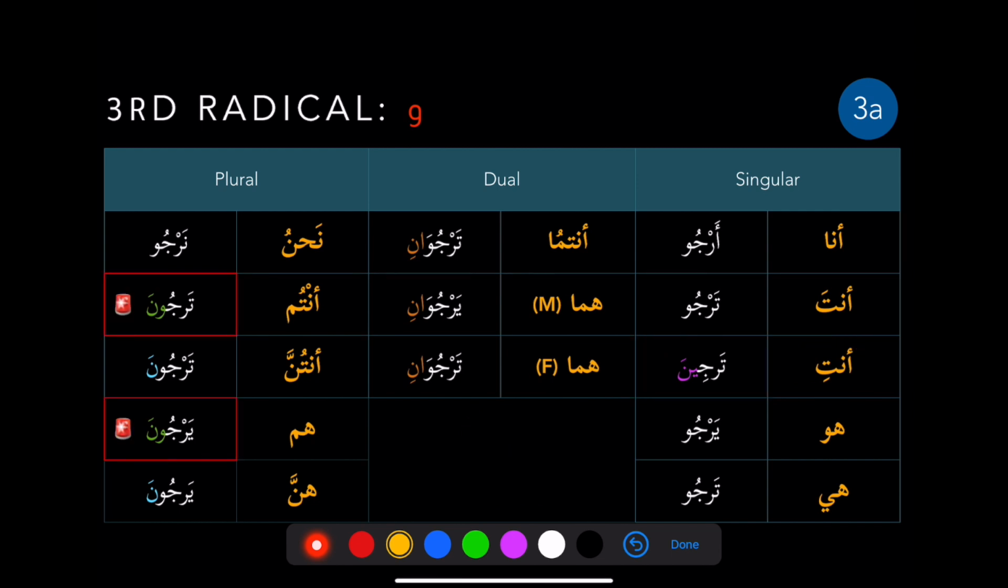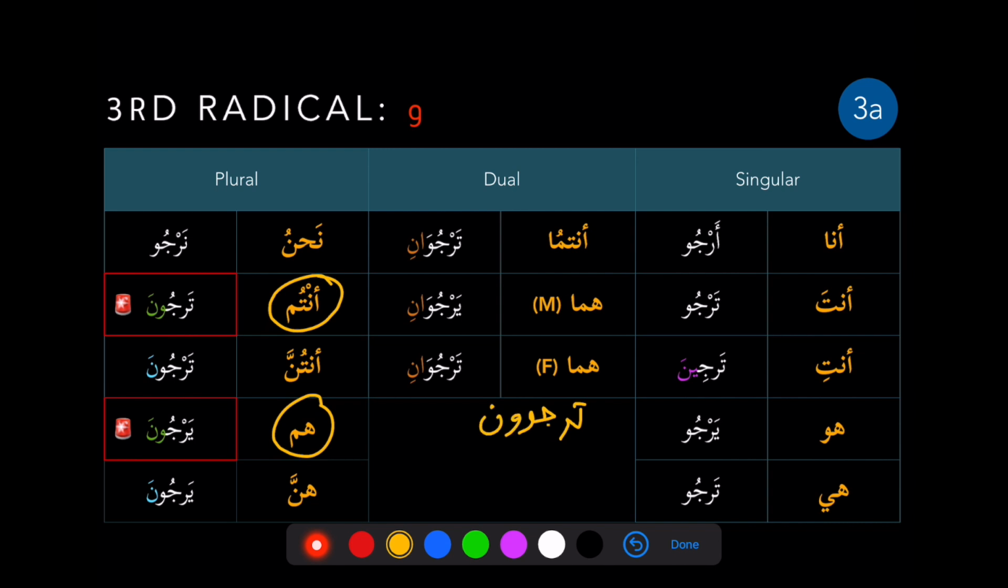And then the last change that I want to point your attention to is in the antum hum category. Here the suffix is waw noon, and you'll notice that the third radical waw disappeared from these conjugations. In theory, the antum conjugation really wanted to be tarjuuna.